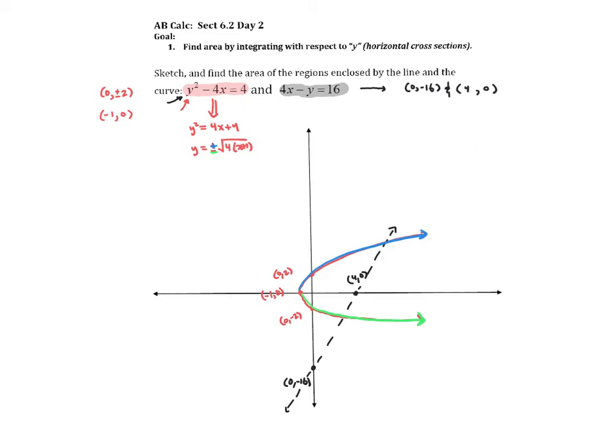Now when we integrate with respect to y, we want y to be our independent variable. So I'm going to solve for x. I'm going to take y squared minus 4x is equal to 4, and solve for x. So negative 4x is equal to 4 minus y squared, and therefore x is equal to (y squared minus 4) over 4. So this is x in terms of y for the red relation. Let's rewrite that.